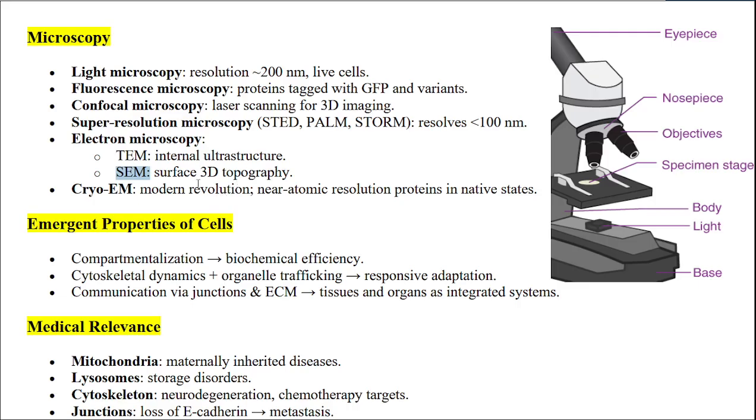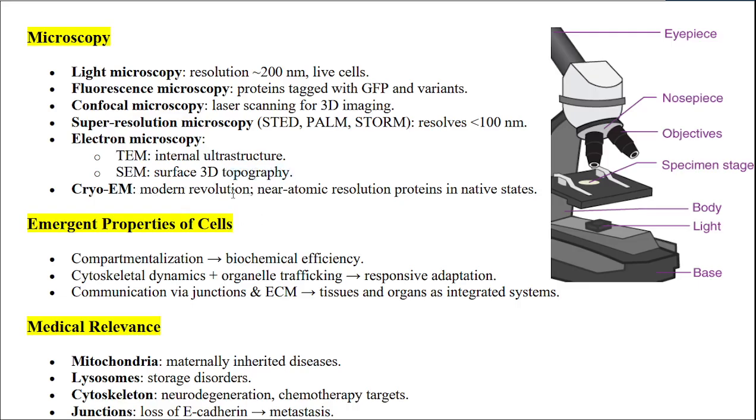You coat the sample surface with a thin layer of metal, then scan an electron beam across it. The electrons bouncing off the surface are detected, generating a 3D-like image of the sample's topography. Great for looking at the outside of cells or things like pollen grains or insects.